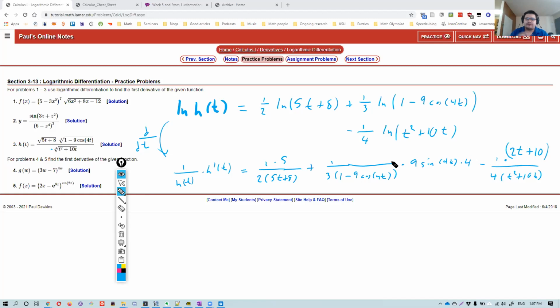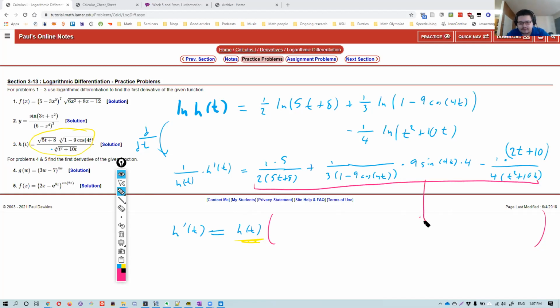All right, so now we've taken the derivative, and the last thing is we would have to substitute back. I'm not going to write everything out, but h prime is what the problem is looking for. So we would replace h of t with that function, put a big set of parentheses, and copy this down there.